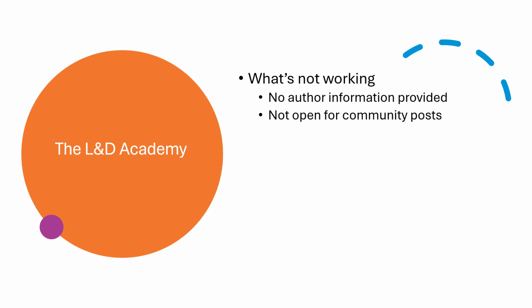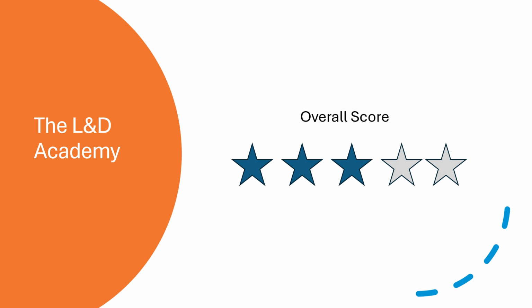So what's not working? There's no author information. That is a red flag for me because I do not know who I'm reading, if it's a SME, what industry they work in. Are they government? Are they private sector? How long have they been in their role? Are they a student? None of that information is provided, so the legitimacy of the content really could be questioned. And it's not open for community posts or, again, that diversity of thought. So my overall score for the L&D Academy blog is a 3 out of 5.